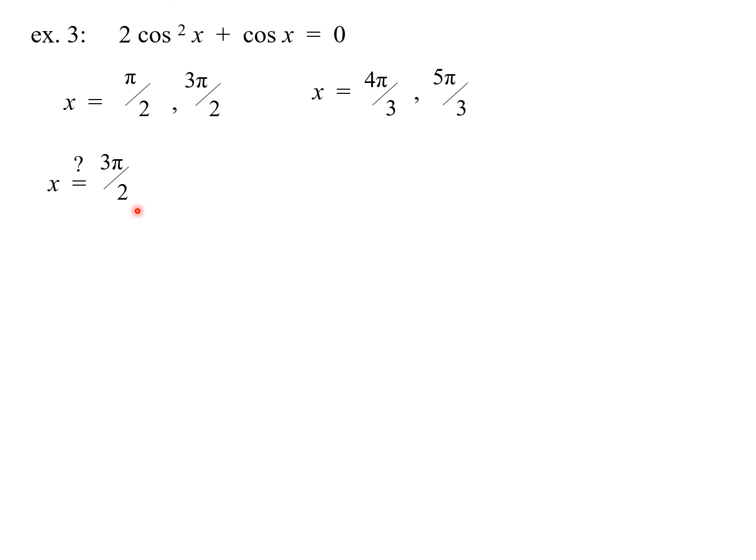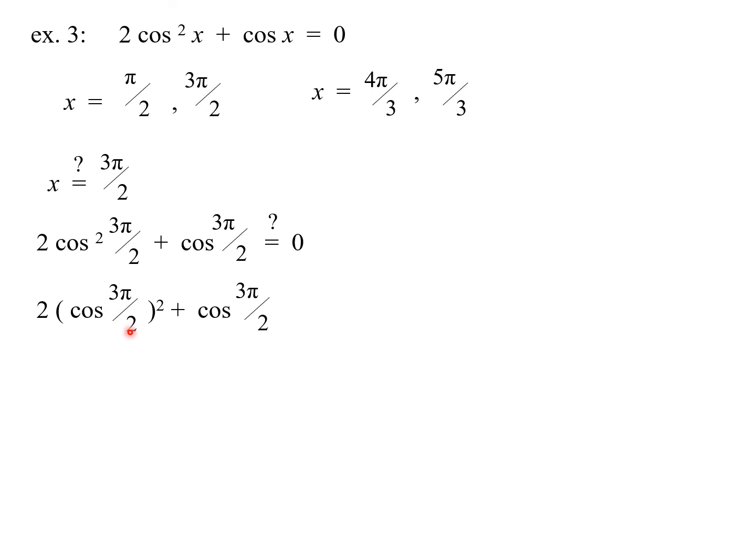Now let's check 3 pi over 2. Plug it in, remembering that that's actually that. The cosine of 3 pi over 2 is 0, so we're going to put 0 in for both. 0 squared is 0, times 2 is 0, plus 0 is 0. So that one checks out as well. So both pi over 2 and 3 pi over 2 are solutions.